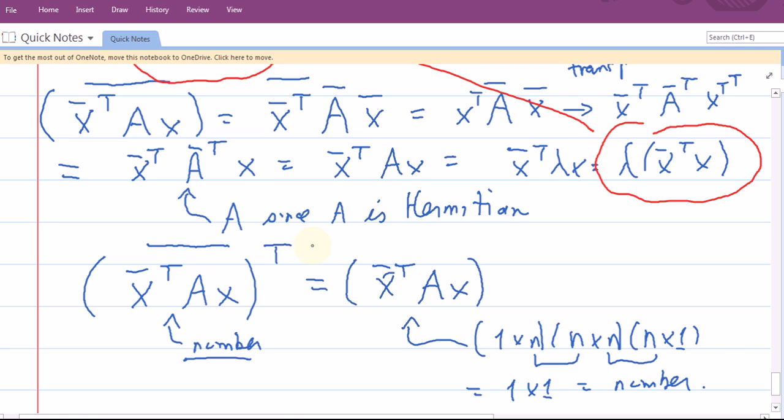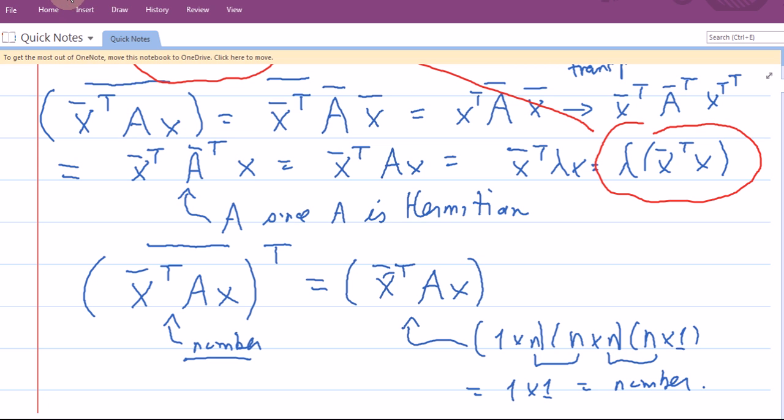Okay. Now what is the transpose of a number? Well, the transpose of a 1 by 1 matrix is just a 1 by 1 matrix. So in this case, the transpose doesn't really matter. What we've shown is that this number is equal to its complex conjugate. The only way that can happen is if the number is real. You can think about it. 1 plus i, well, that's not equal to 1 minus i. Why not? Because it has an imaginary part. Any number which has an imaginary part cannot possibly be equal to its conjugate.